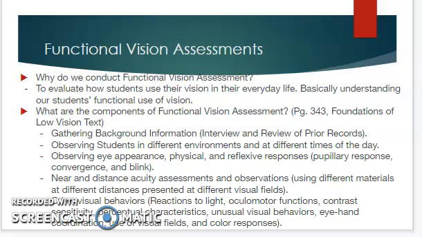The components of the functional vision assessment, I took these from page 343 of the Foundations of Low Vision text. I would divide the components into 3 major components. The first is gathering background information. You do this through interviewing parents, teachers, or students, and then you review prior records like medical records. All this goes under this component, which is gathering background information.